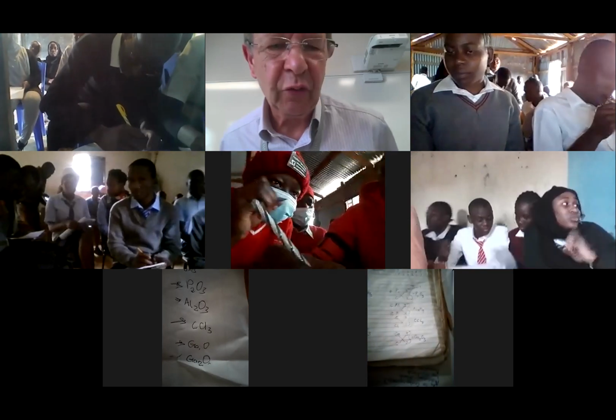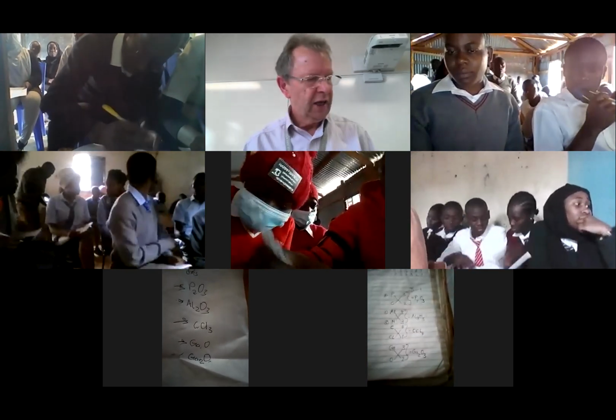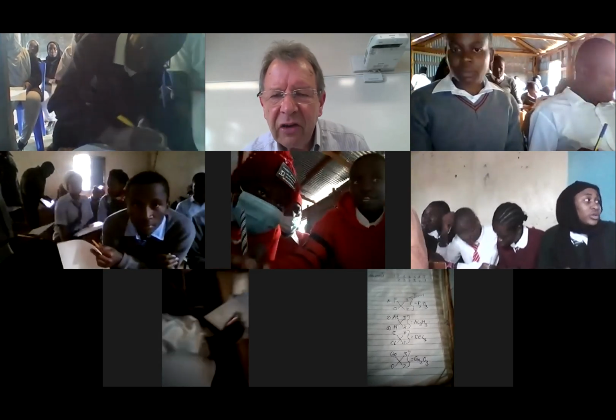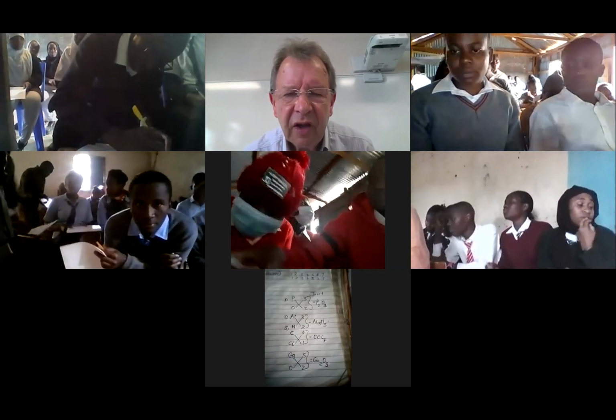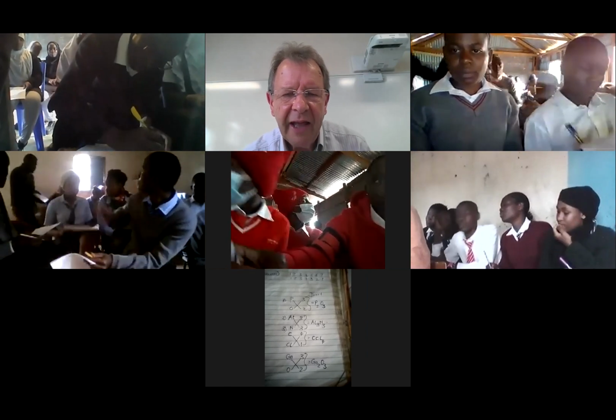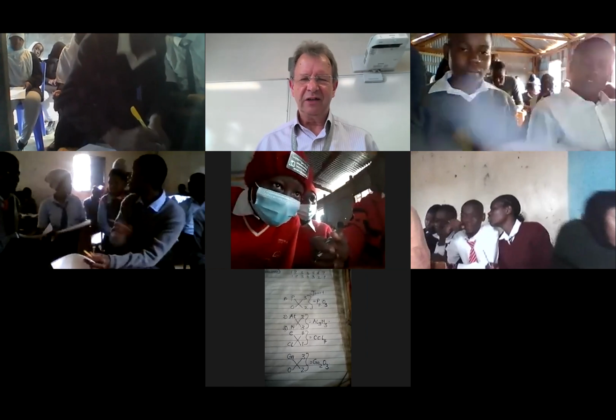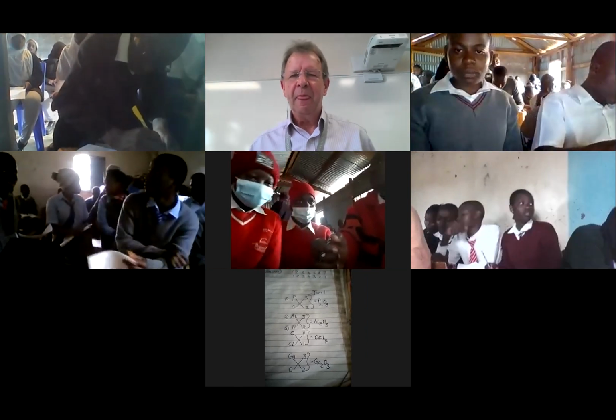Okay, 2 of those are right. So Silver Spring gets at least 2. Michael has P2O3, Al3N3, CCl4, Ga2O3. 3 of those are right, Michael. Well done. Excellent.